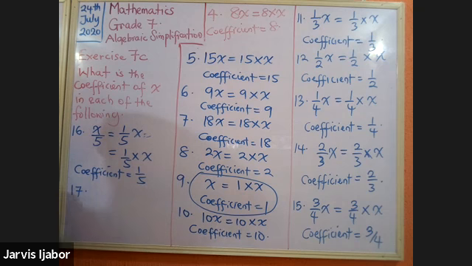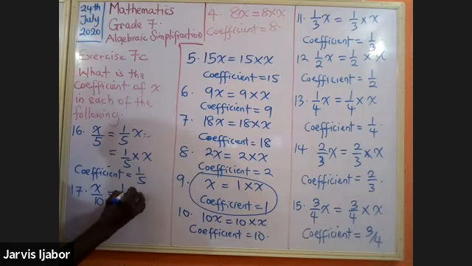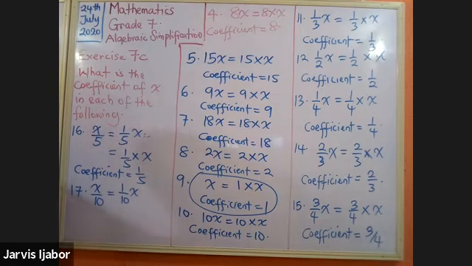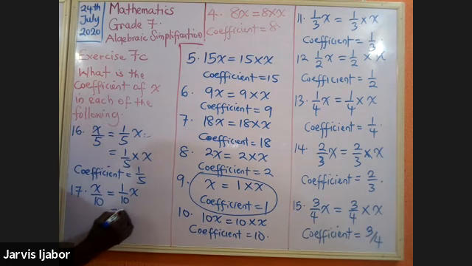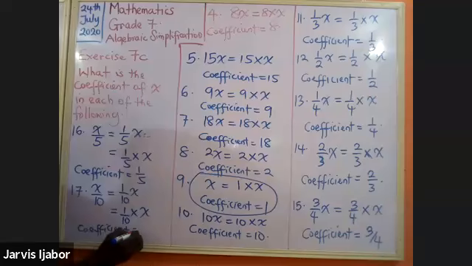Number 17. x over 10. This will be what? 1 over 10x. This one I can use as an example. You know, they say your tithe is a tenth. So a tenth is actually 1 over something. So x divided by 10 means each person will get a tenth of it. And that will give you 1 over 10 times x number of persons, as it were. So coefficient will be equal to 1 over 10.